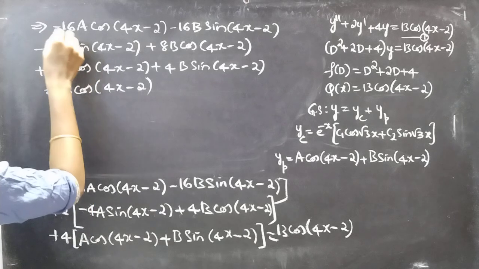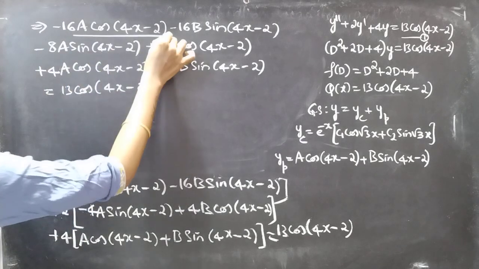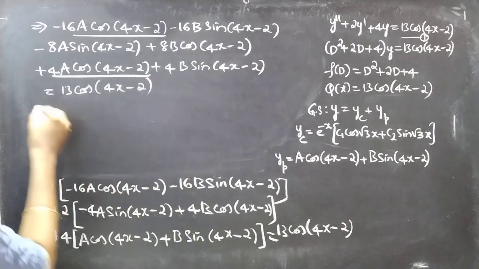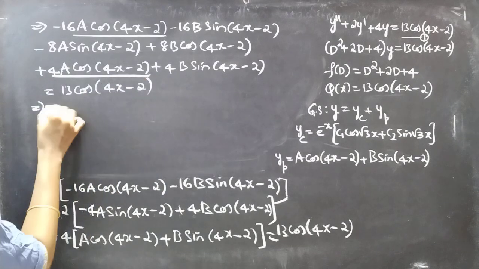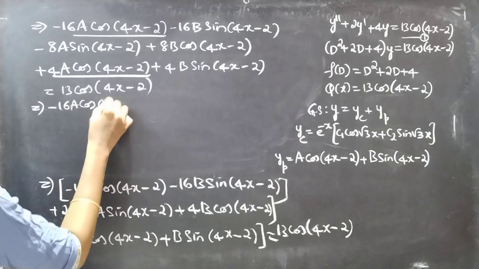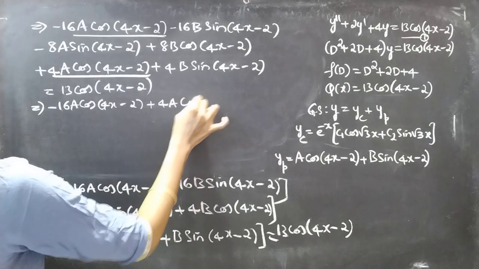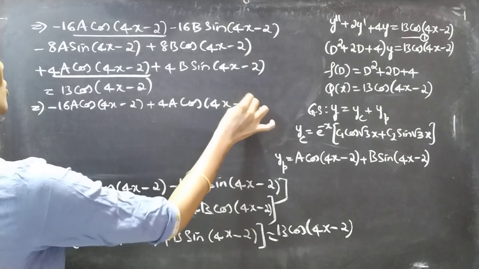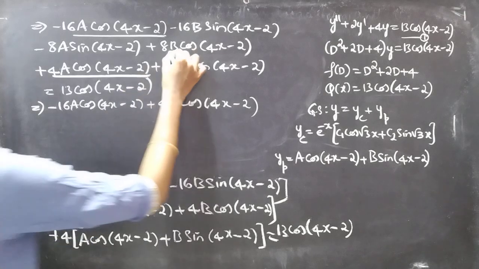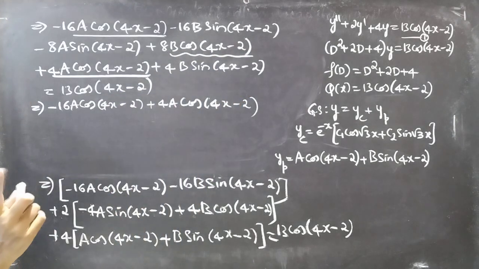Now write the terms involving a cos of 4x minus 2: minus 16a cos of 4x minus 2 plus 4a cos of 4x minus 2. Now write the terms involving b cos of 4x minus 2. You have only one term, right?